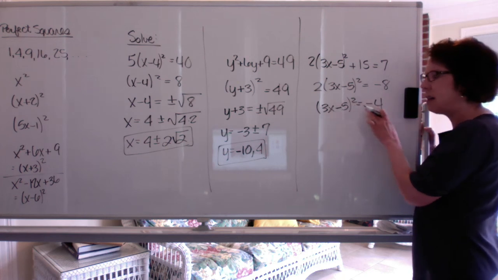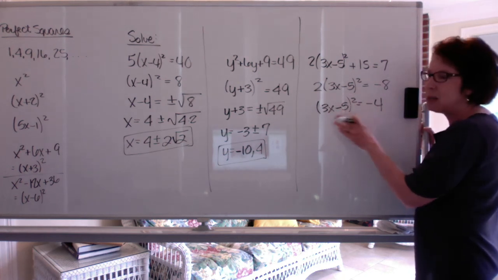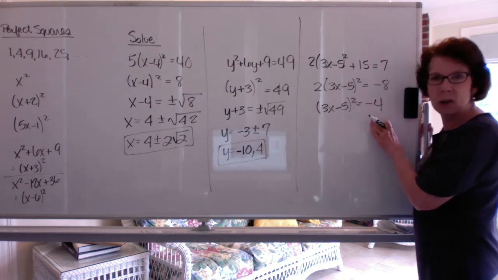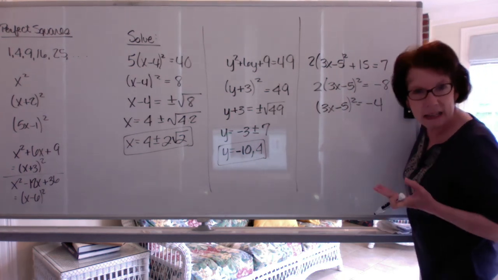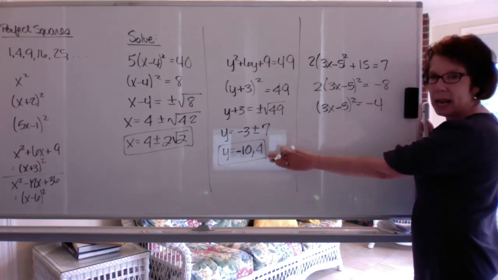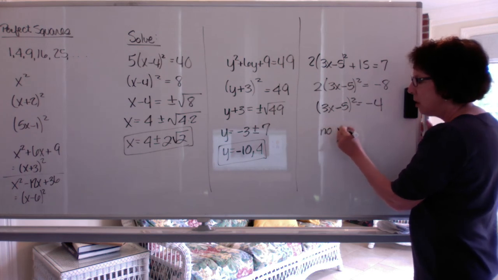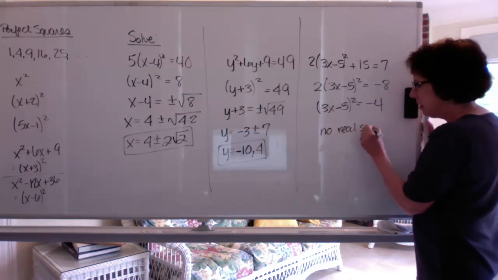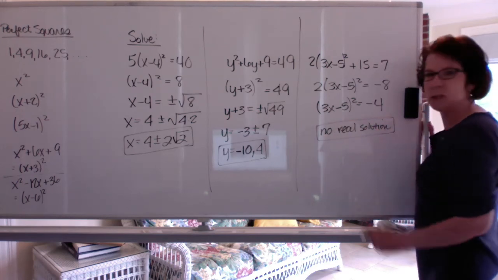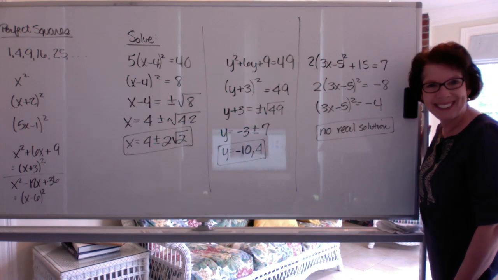I have x squared equals a negative number, okay? And this is really not x, but it's 3x minus 5, okay? But that binomial square is a negative answer. Can you square anything and get a negative answer? No, you can't. So I don't put anything except no real solution. So when my squared term is equal to a negative, it is no real solution, okay?